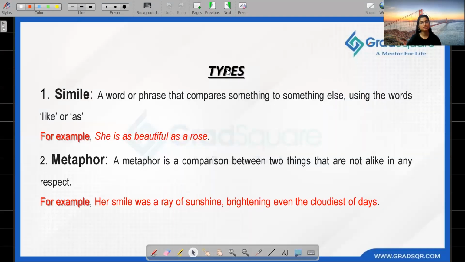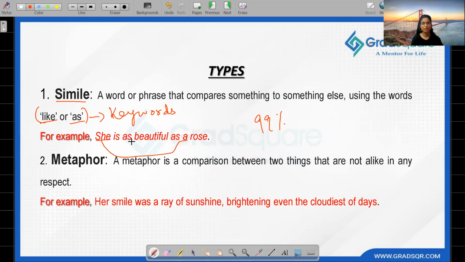with the types. Okay, so the first one is simile. Simile is nothing but a word or phrase that compares something to something else, using the words like or as. So both these words are your keywords. Don't forget this. If you can see like or as in your sentence, then there is a 99% chance that your sentence is going to be a simile. So let's look at the example. She is as beautiful as a rose. Here she is compared to a rose, and we have our keyword as here, right? So it's a simile. Got it?